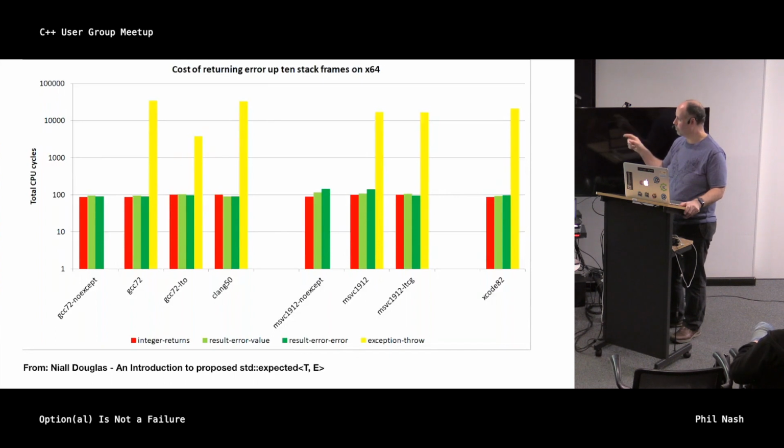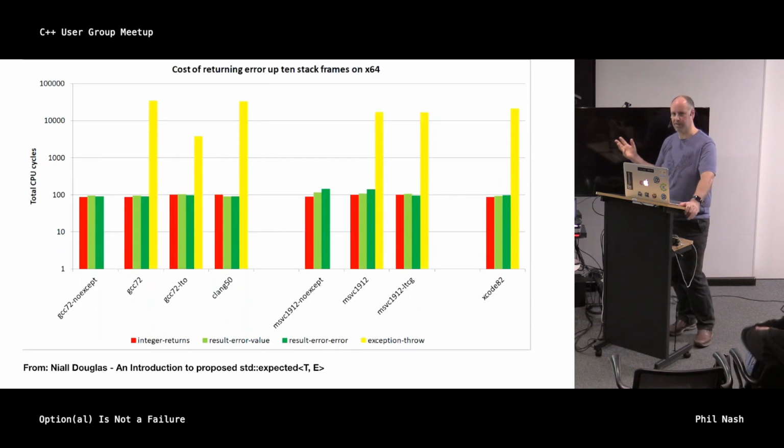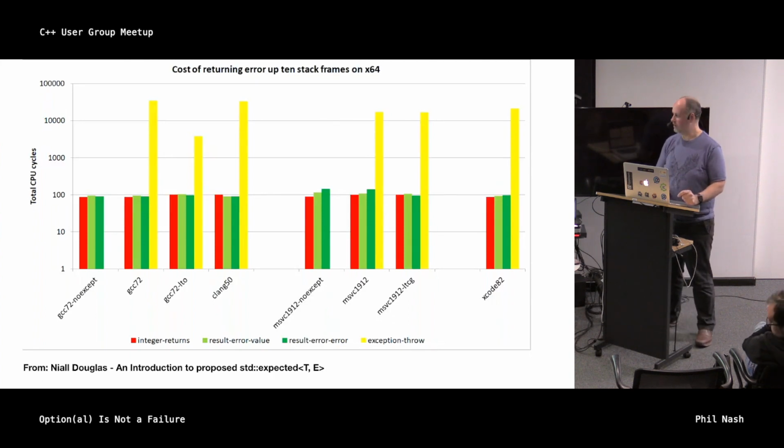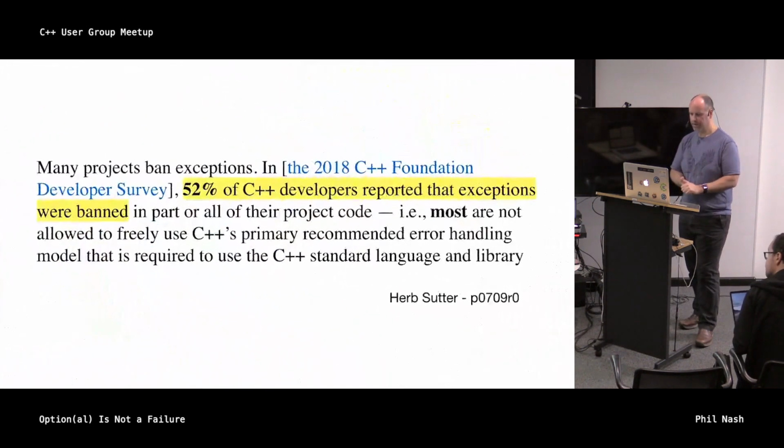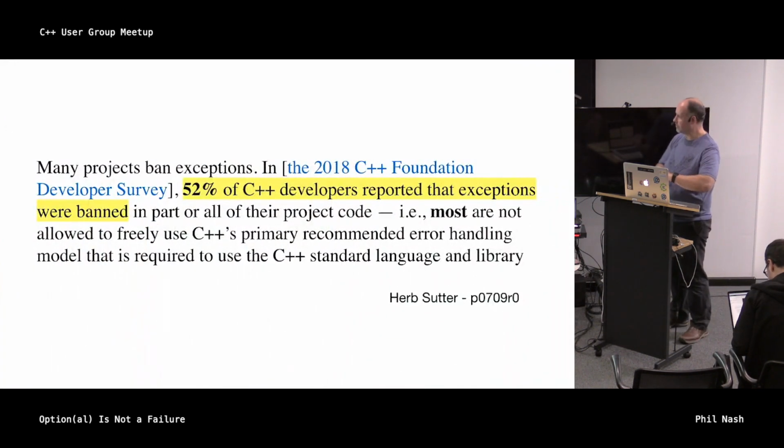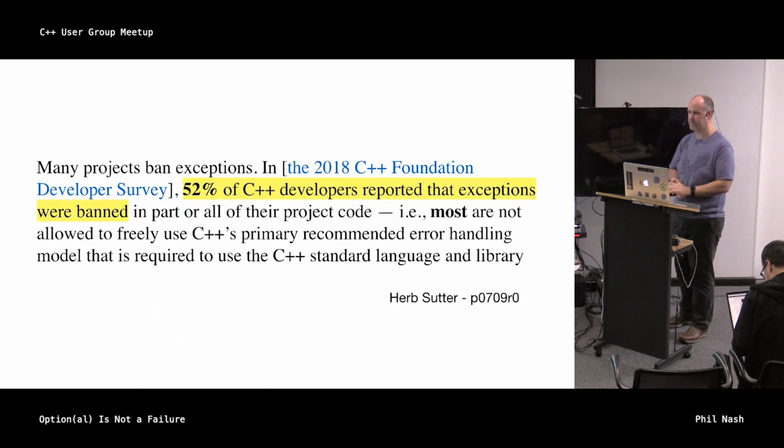Again, you can quibble with exactly what this represents, but everyone seems to be coming up with very similar stories: that the cost of exceptions on the error path is just unbearably high. And for cases where that matters, all bets are off. In fact, the 2018 C++ Foundation Developer Survey reported that 52% of C++ developers, so more than half, reported that exceptions were banned in part or all of their project code.